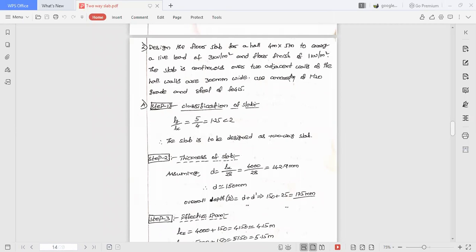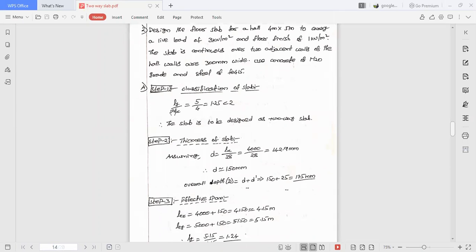Right, coming to the first step, classification of slabs. Ly by Lx, which is 5 by 4, 1.25, and as it is less than 2, it is designed as a two-way slab, that we know. As it is less than 2, it is two-way slab. And assumption of thickness of slab, Lx by 28, we got 142 point something, right? 142.9 mm.